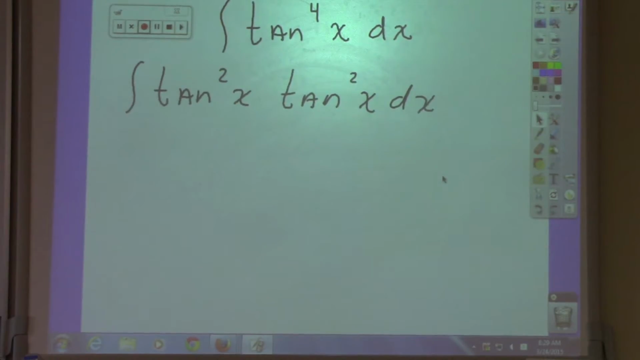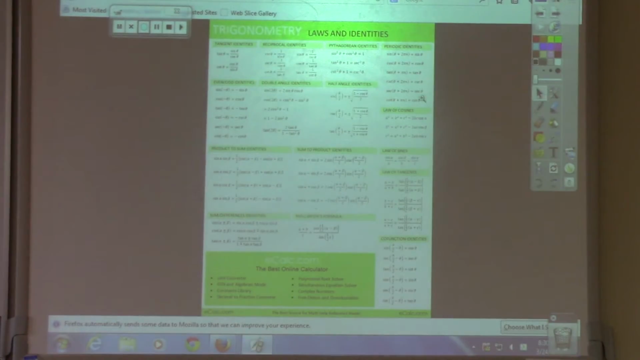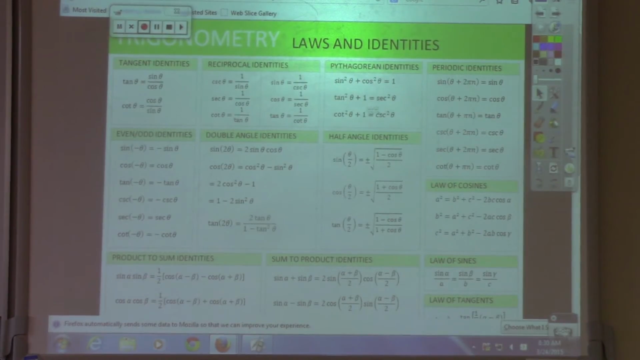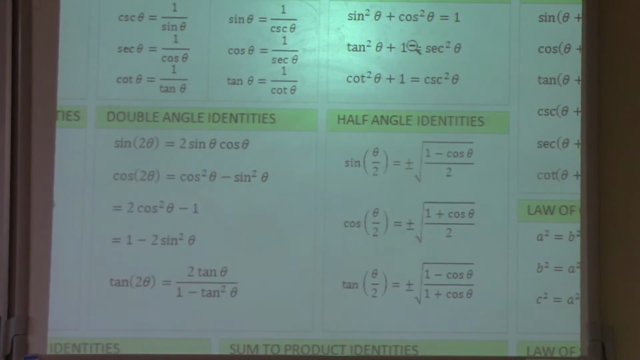Now, using the Pythagorean identities, you know that tangent squared of x is equal to secant squared minus 1. And you know that because of the Pythagorean identities, right here. So tangent squared is equal to secant squared minus 1, right there.